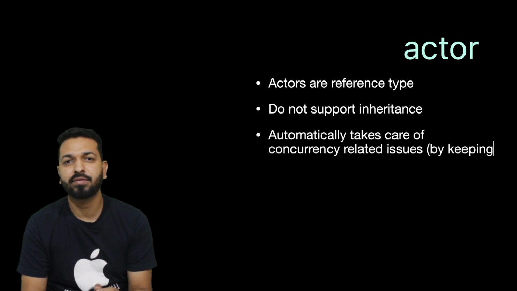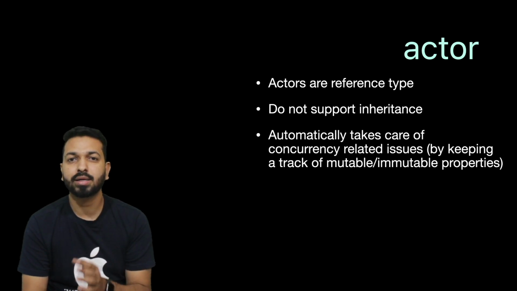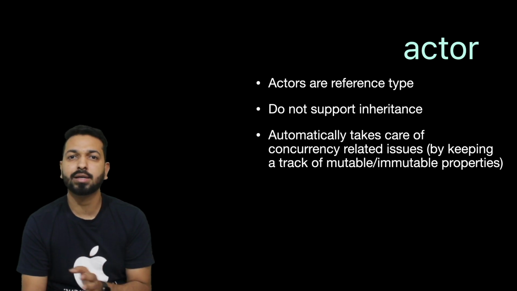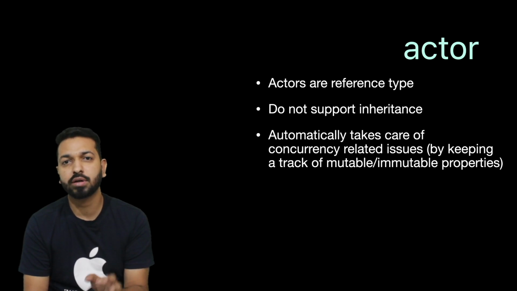Now let's move to the third type, that is actors. Actors are very similar to classes except for one key difference, that is inheritance. Actors do not support inheritance but classes do. And if we talk about similarity, then both actors and classes are reference type. The other major difference between actors and classes is that actors automatically take care of concurrency related issues. That's the whole point of bringing actors. Actors were introduced in WWDC 21 and we can use them from iOS 15.